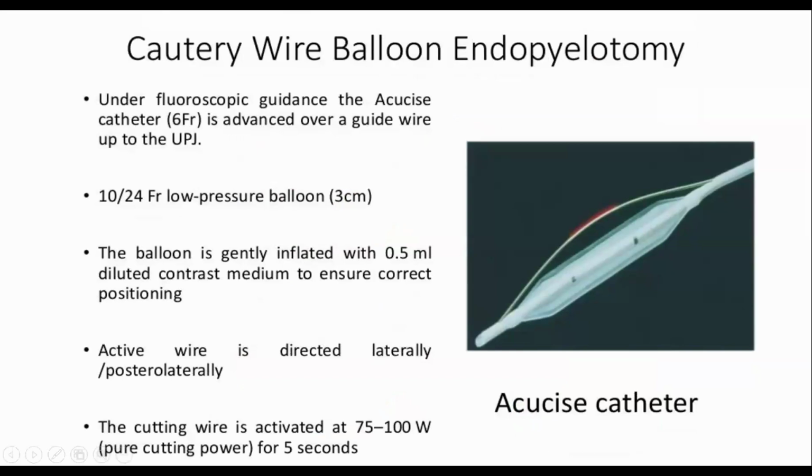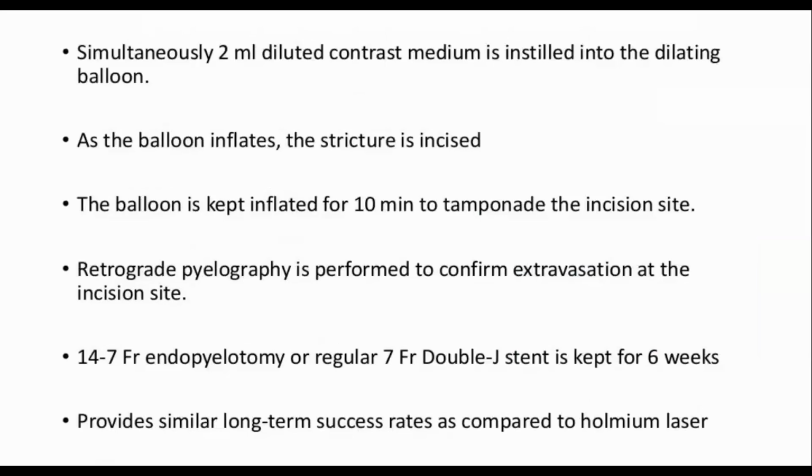The balloon is gently inflated with 0.5 ml dilute contrast to ensure that it is at the PUJ. The active wire is directed laterally and posteriorly as there is no vasculature there. The cutting wire is activated at 75 to 100 watts for about 5 seconds. Simultaneously, 2 ml of diluted contrast medium is instilled into the dilating balloon. As the balloon inflates, the stricture is incised.